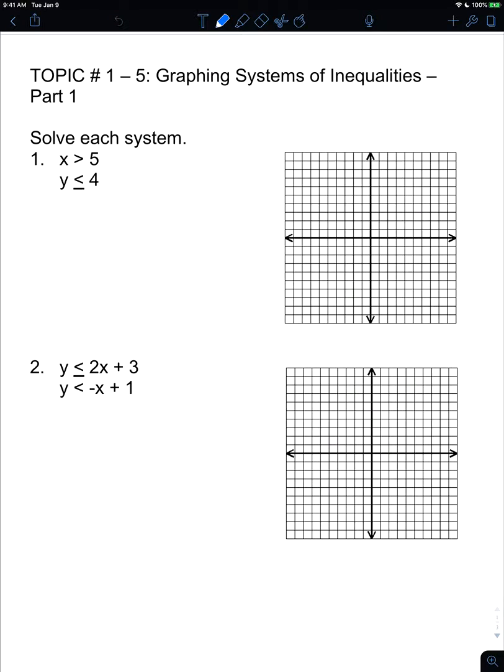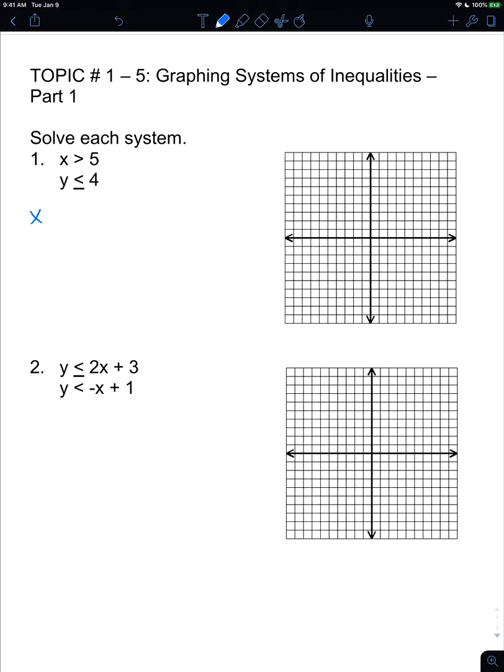Okay, we're going to be graphing systems of inequalities, and basically that just means we're going to be graphing each one of these equations and shading the certain areas, and then the areas that they are both shaded in is going to be your solution. So we're going to take one equation at a time.